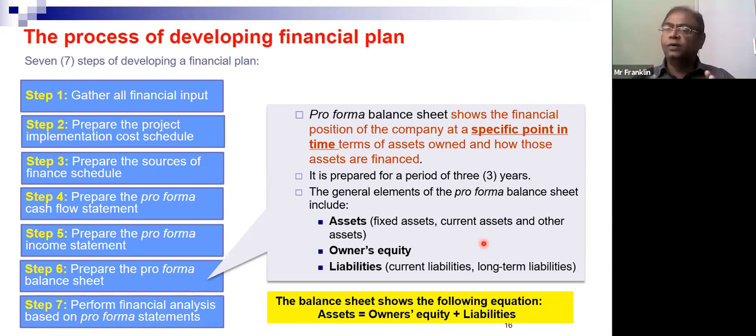That is why the balance sheet is based on today's date, or tomorrow, or a particular time. It is not for a period. It's for one day. It's a snapshot. Now the balance sheet follows the following equation. Remember this equation is very important. Asset is equal to owner's equity plus liabilities. This is the formula we use.